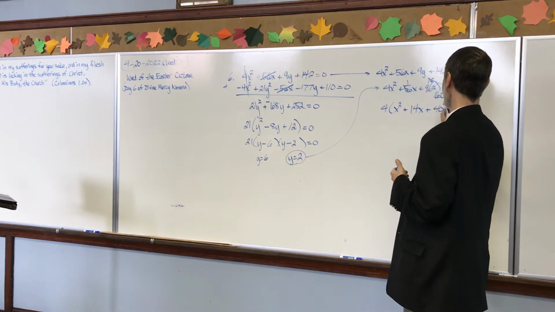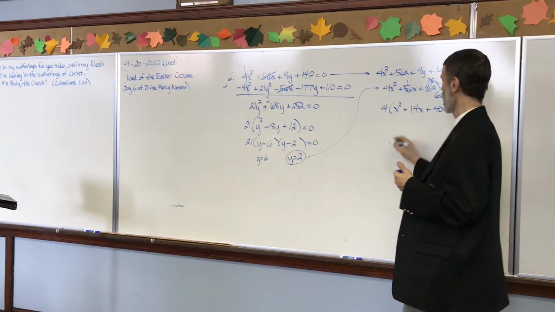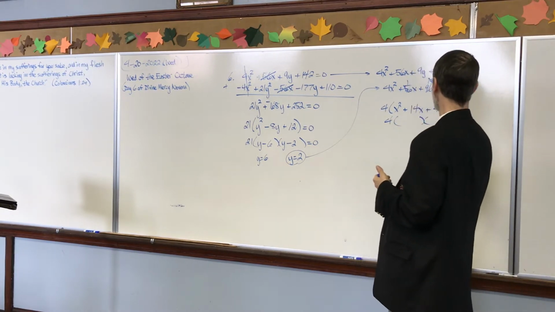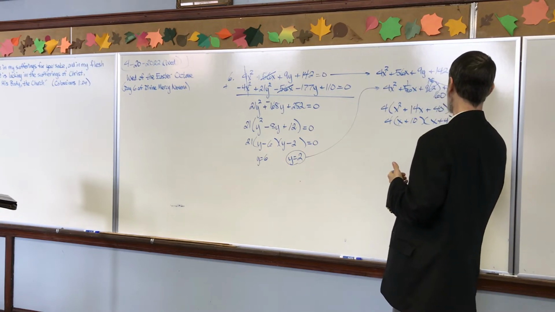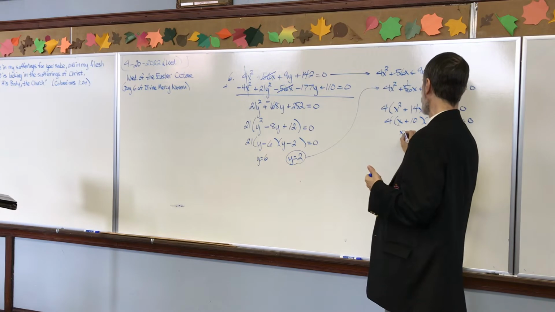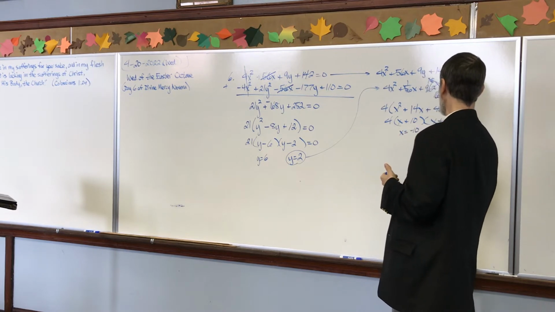45. Correct. Does that factor? Yes. Do it. So it would be 4x plus 10, x plus 4. Correct. What solutions do you get? x equals -10 and x equals -4.